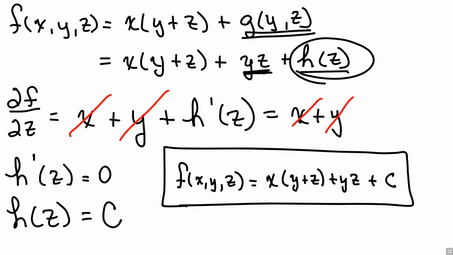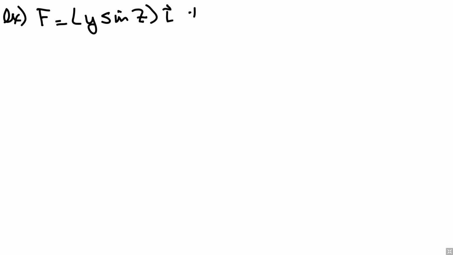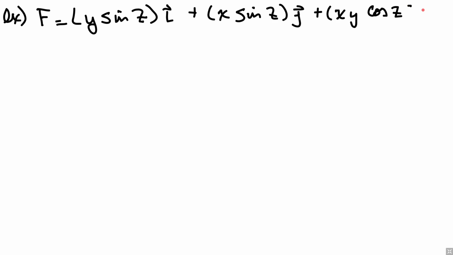Okay, so let's try another one. In this example, we're told that F is equal to y times the sine of z in the i direction, plus x sine of z in the j direction, plus xy cosine of z in the k direction.